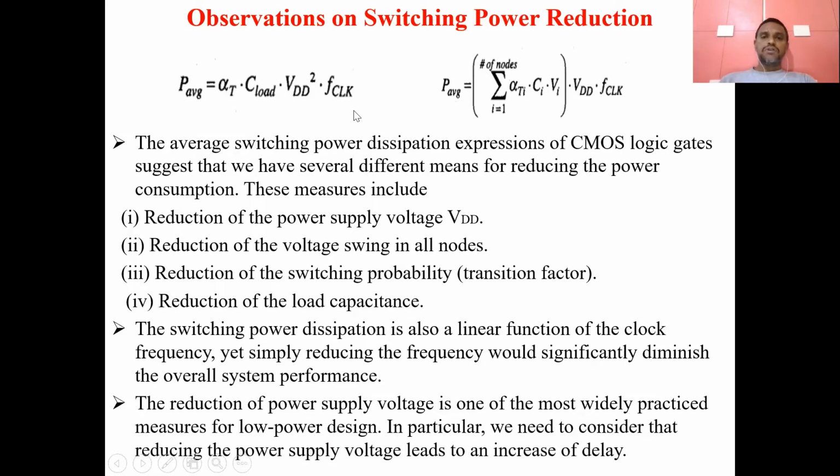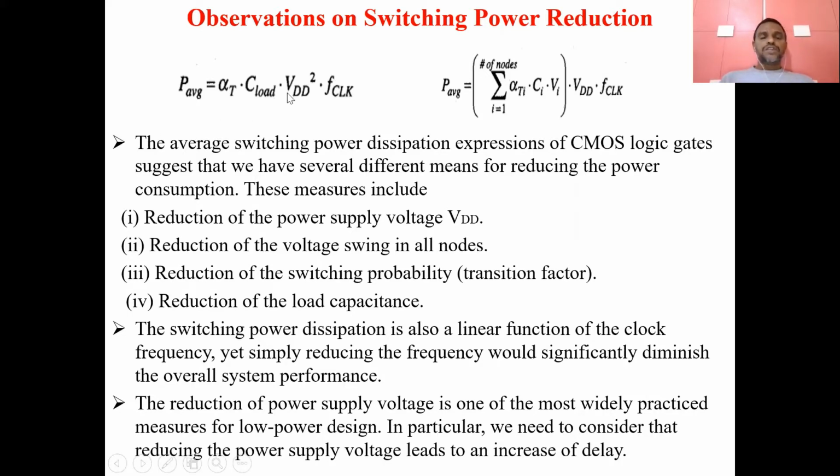frequency F. Or we can have P average is equal to summation of i equal to 1 to number of nodes alpha Ti Ci Vi multiplied by VDD F clock. Okay, so these two are the equations. From these equations we can draw one conclusion: the average dynamic power is directly proportional to the number of nodes or the node transition factor.